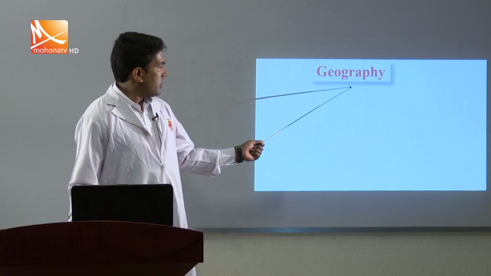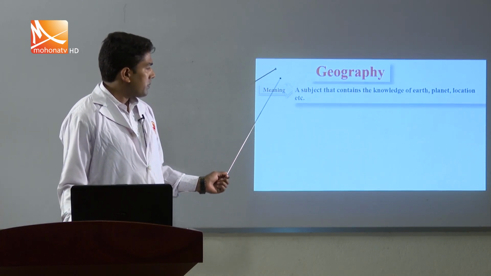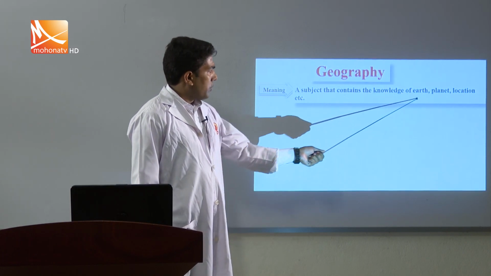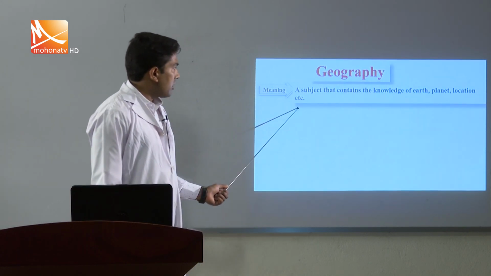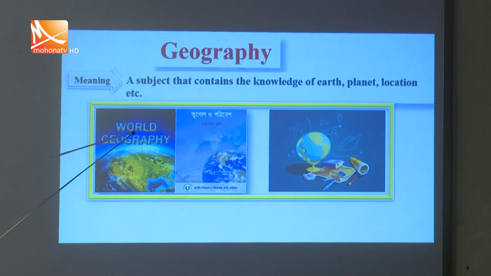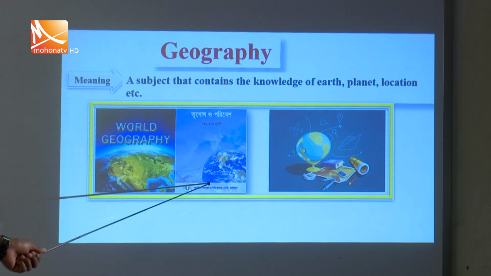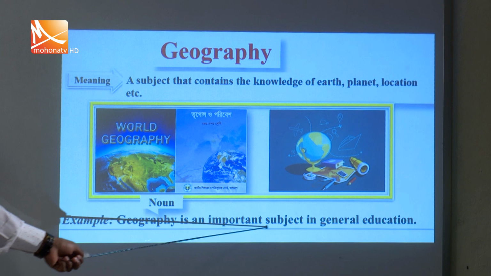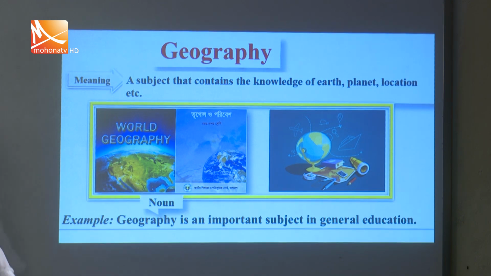Next one, geography. Geography is a common word. Geography means a subject that contains the knowledge of earth, planet, location, etc. See some pictures of geography, world geography, and a book on geography and environment for class nine and ten. This is also geography, and there is another picture of geography. An example: Geography is an important subject in general education. Here geography is also a noun.